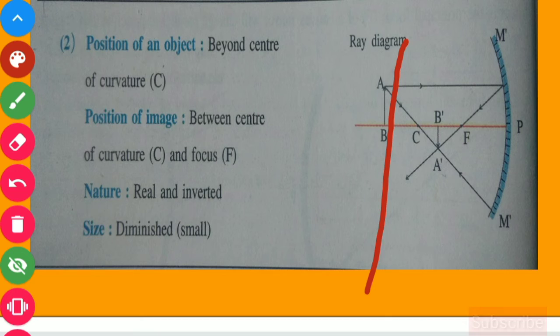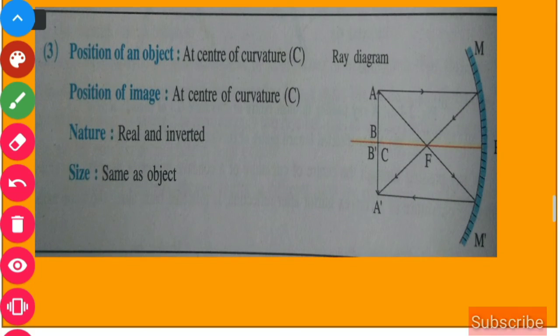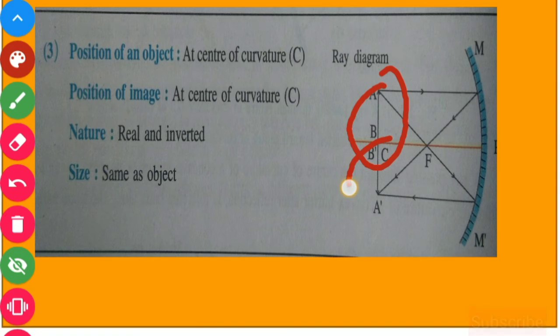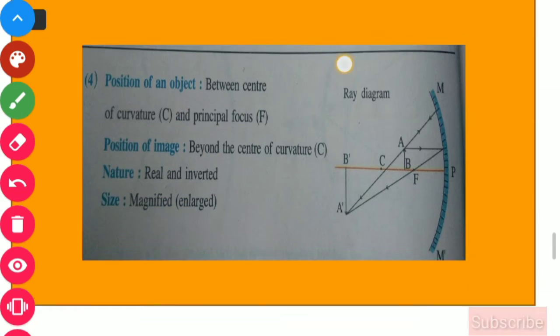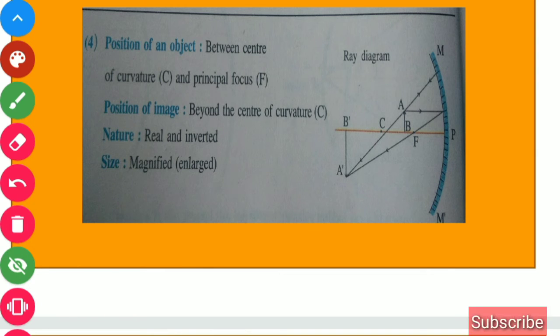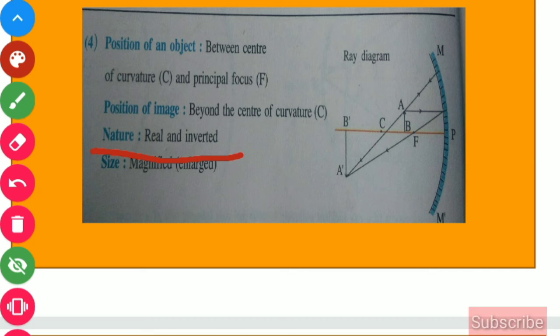Okay friends, so let's move towards our third case. The third case is very easy because the object will be at center of curvature and the image formation will also be at center of curvature, but the image will be real and inverted and size will be the same as the object. Now what is the fourth case? The fourth case is when the object is between C and F, between center of curvature and principal focus. After the reflection, as you can see over here, the image is formed beyond C. So the nature of image will be real and inverted and size will be magnified, enlarged.